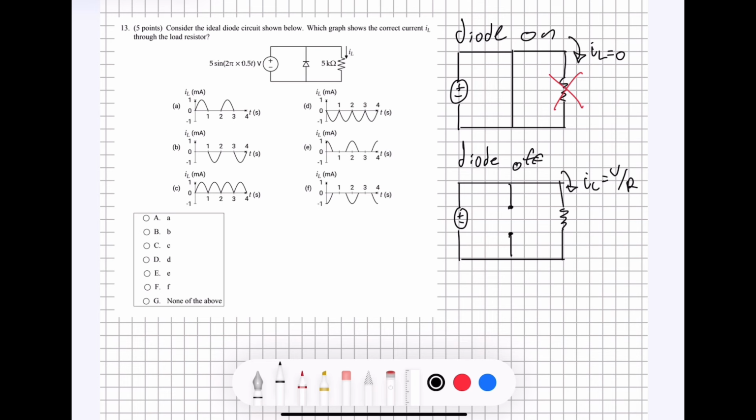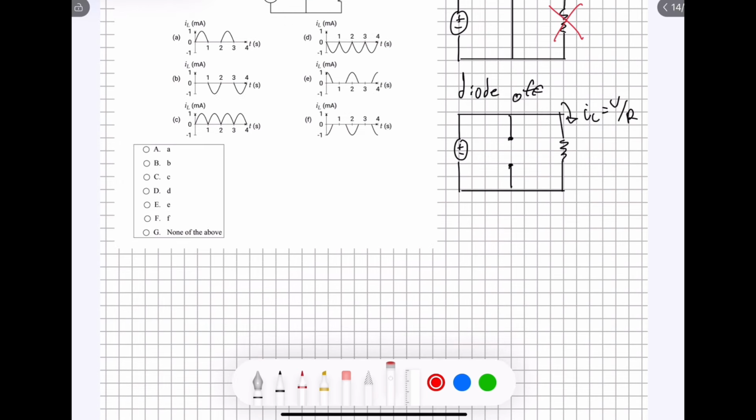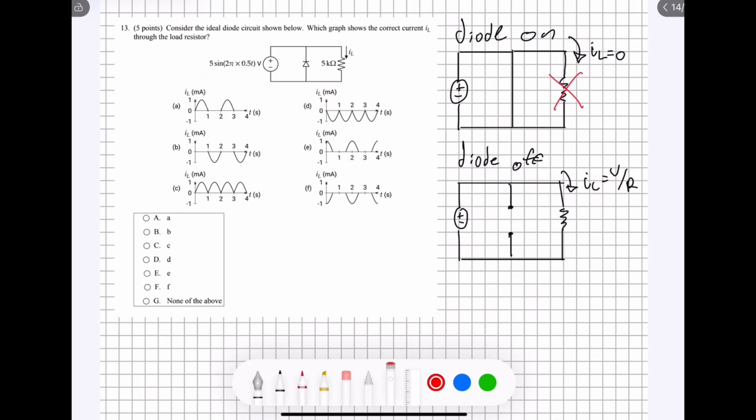Now we have to figure out over time, which is what our graph is showing us, how is the diode going to behave? When is the diode going to be on and when is the diode going to be off? Because when we figure that out, it's going to tell us how this current is going to behave over time, and that's when we can decide which one of these graphs is going to fit with the behavior of the circuit over time. And of course, the circuit is changing over time according to the sine function that we're given over here for the voltage.